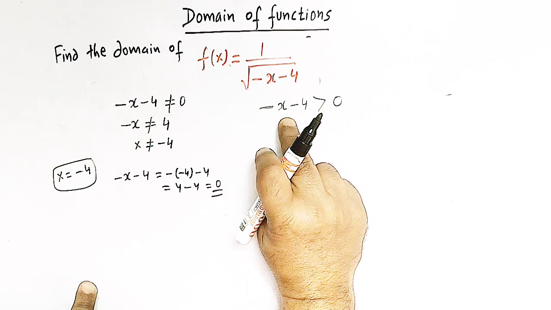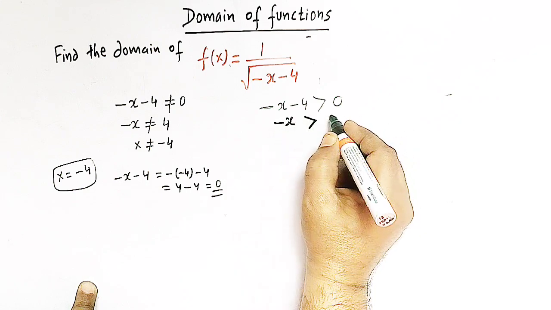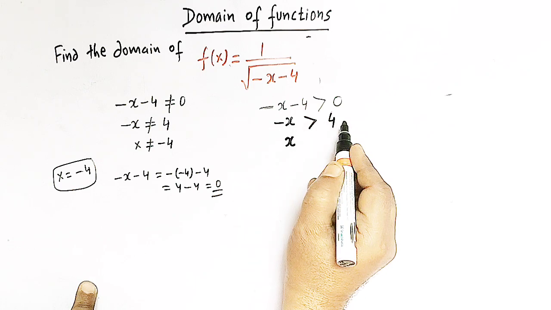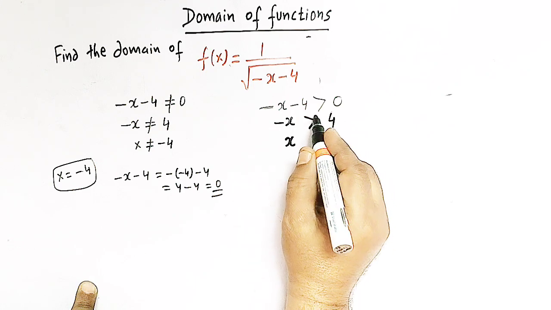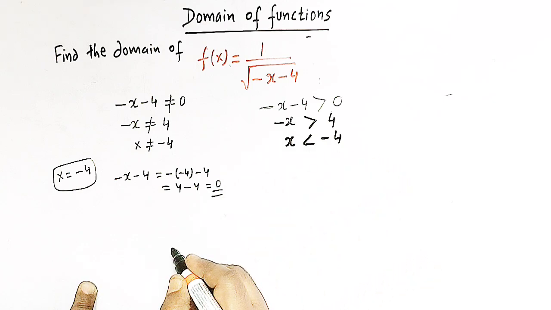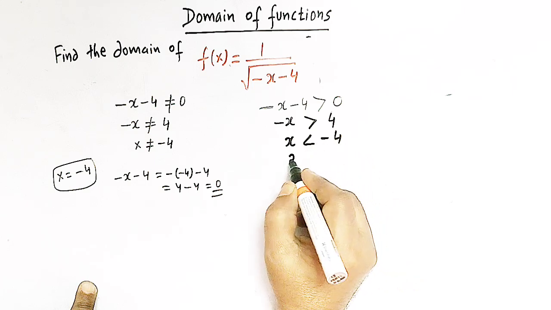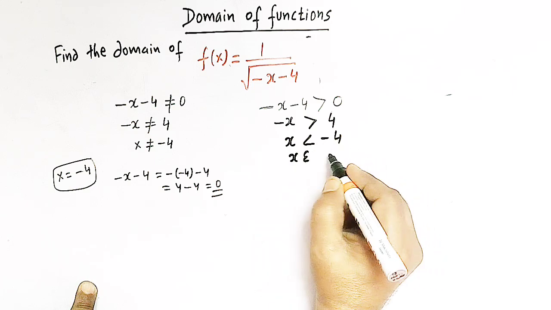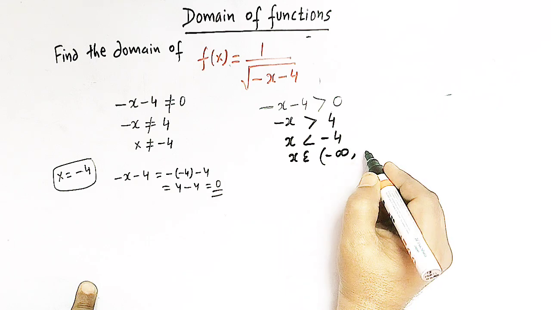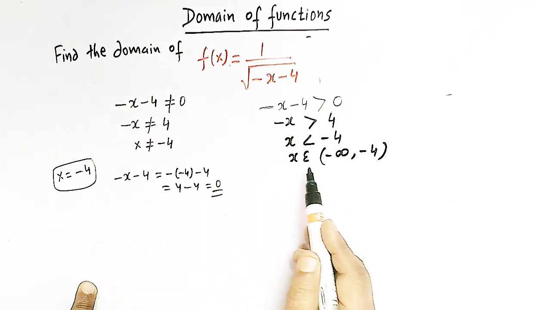So let us solve this inequality. So we have minus x greater than 4, and then we can multiply both sides by minus 1, so the direction of the inequality gets reversed. So here we have x less than minus 4. So x less than minus 4 can also be written like this, that is x belonging to the interval minus infinity to minus 4.